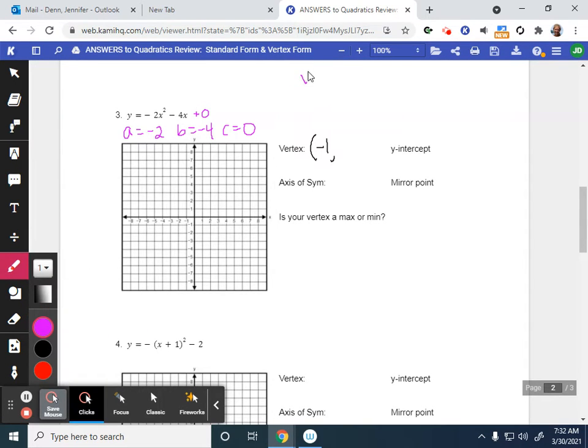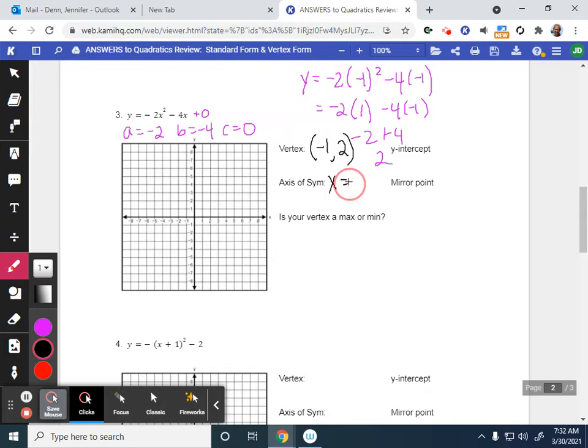To get the y, we plug -1 back into the equation. So be careful here. My equation is -2 times x squared minus 4 times x. So remember, the thing getting squared is the -1. So -2 times -1 squared is 1, minus 4 times -1. Multiply, so I have -2. Multiply this, I have +4. Put that together, I get 2. So the y value of the vertex is +2.